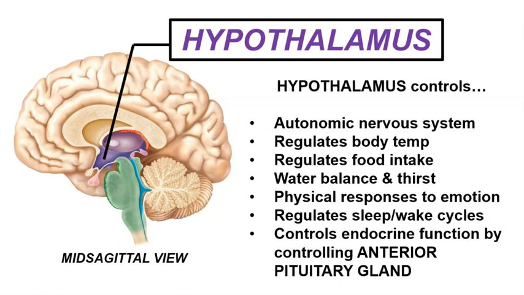The hypothalamus also regulates body temperature, as well as food and water intake, as well as the physical responses to emotions. The hypothalamus also functions to regulate sleep and wake cycles because there is a cluster of neurons within the hypothalamus that act as our 24-hour clock, which sets our daily rhythms. And it just so happens to be that one of these rhythms is our sleep cycle. The hypothalamus is also responsible for controlling endocrine function because it regulates the function of the anterior pituitary gland as well as the hormones that the anterior pituitary releases.